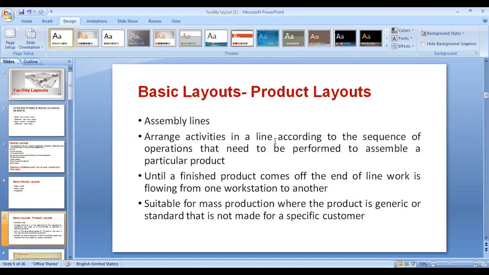If it is a soap manufacturing company, from one soap to another soap, say they are manufacturing baby soap, there wouldn't be much difference in the activities. But if it is clothing, like designer clothes, the activities that take place would be different from one product to another. So in that case, the product layout wouldn't be very suitable. It's more suitable for companies where you have mass production.